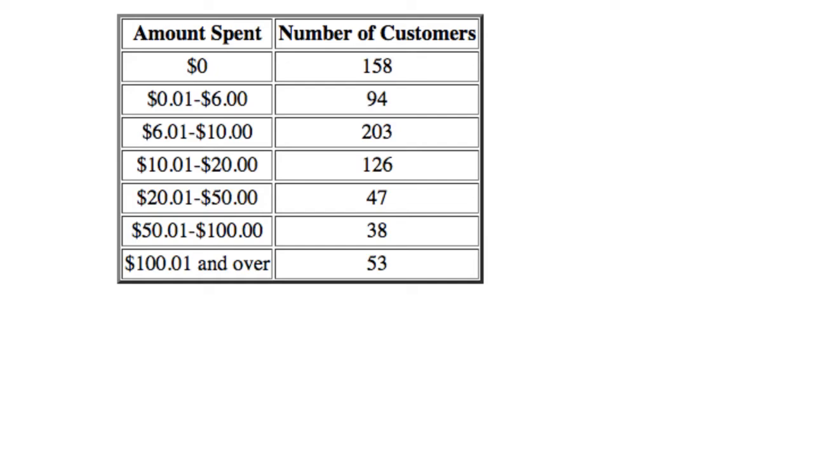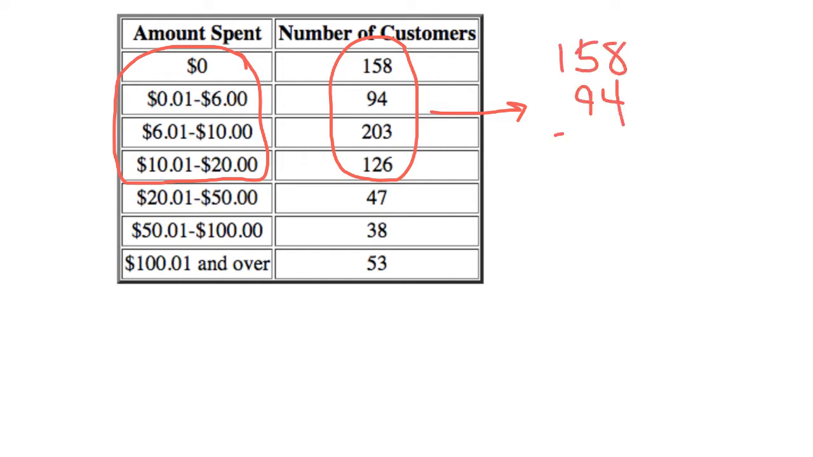So I want to figure out the probability of people spending at most $20. So that's basically this group here from 0 all the way up to 20. So what we want to do is figure out if we were to add all of these together, what would we get? So when you add 158, 94, 203, and 126, you get 581. So there's 581 customers that would spend $20 or less.